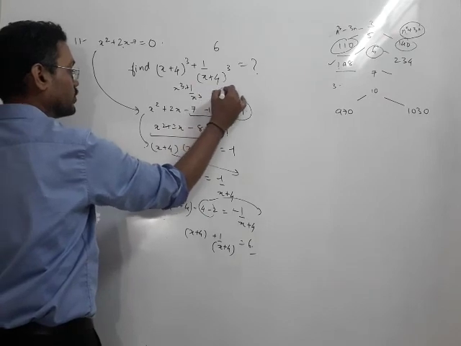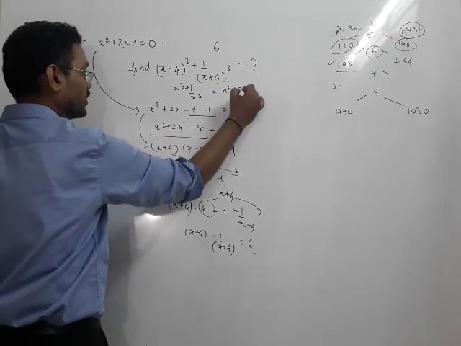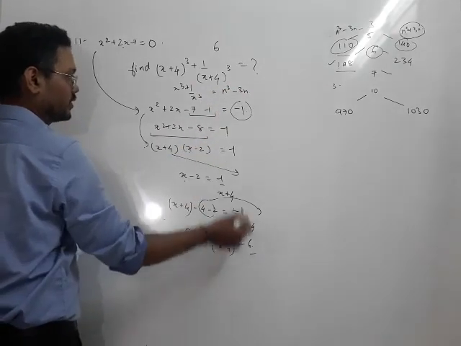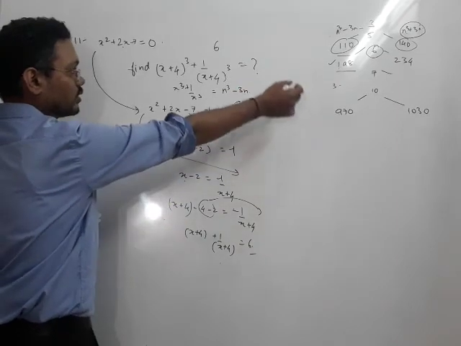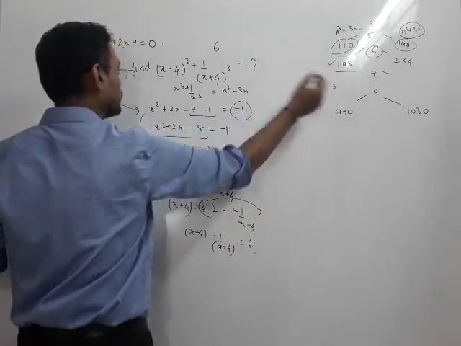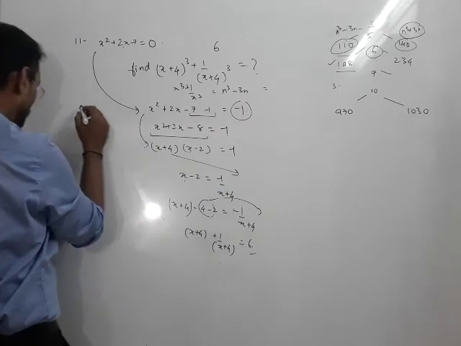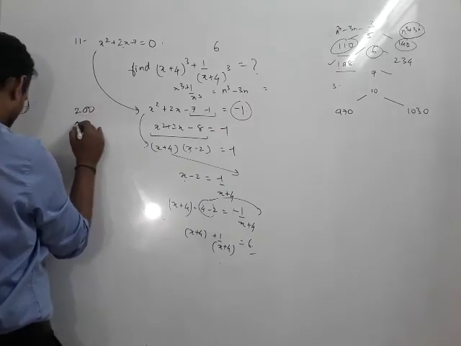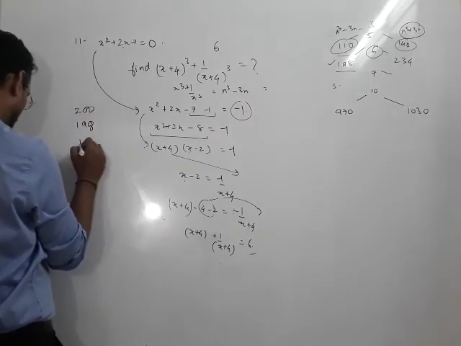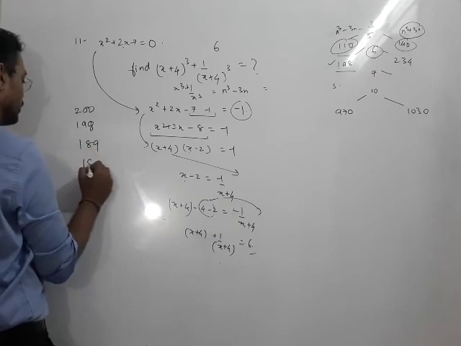What is the formula for this? n cube minus 3n. What is my n? 6. 6 cube is, I know that it is of this, 198. My options are 200, 198, 189, 188.